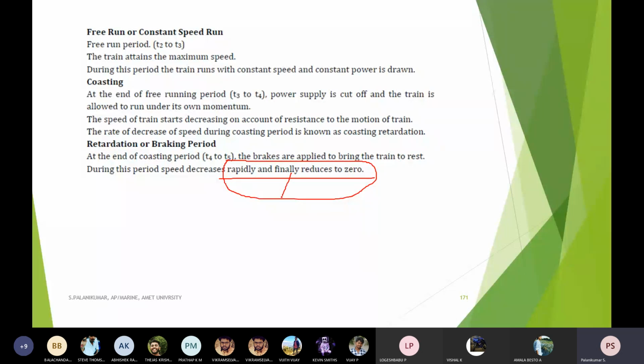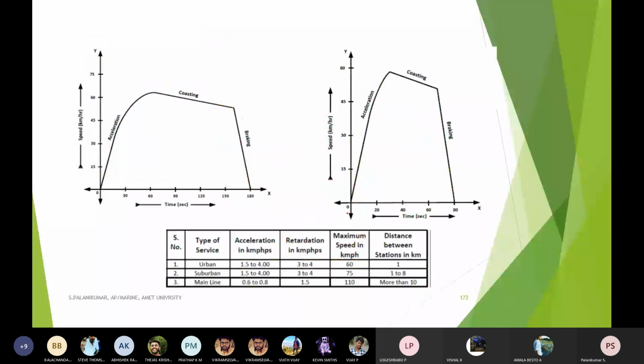It will stand still because now the energy is taken away. I am not allowing the train to utilize it. I am just taking the kinetic energy from the system, so that makes the train stop very quickly and come to a standstill. This is what I told earlier, and in urban and suburban cases, it will be like this.